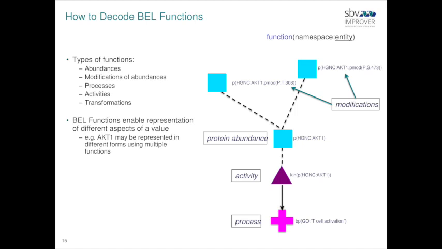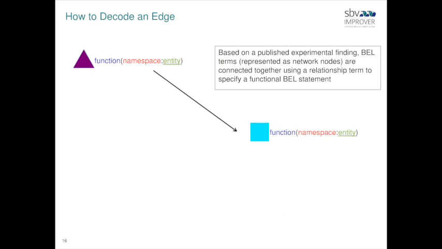This gives a very general overview of some of the range of terms that you'll see in the NBC networks. Okay, and then how exactly the BEL terms are encoded in the networks and how the nodes are interconnected with each other using edges. Based on a published experimental finding, the BEL terms represented as network nodes are connected together using a relationship term to specify a functional BEL statement. We start with one example here in the top portion, a very generic representation of a node in the network. This would be the function, namespace, entity basic structure, and this is connected to another node in the network using a specific edge type. The edge types can vary based on the specific relationship that's been found in the scientific literature that connects these two. This can range from increases or decreases, and these are represented as different edge representations in the network.